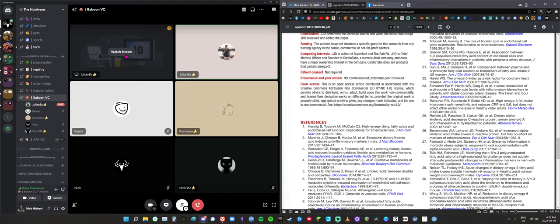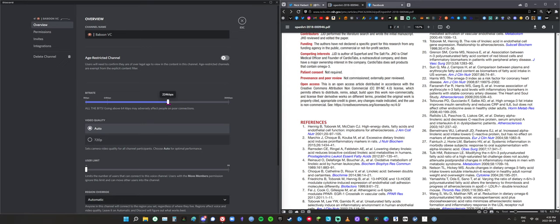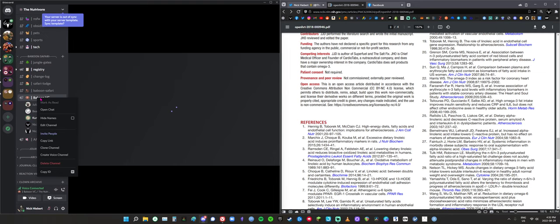Which number is the reference? 28? Here, the one, here, one. And this is a review from 2001, who looks at high energy diets, fatty acids, and endothelial cell function. But it doesn't... Which reference did you get this from? From which number reference? This is the reference one.